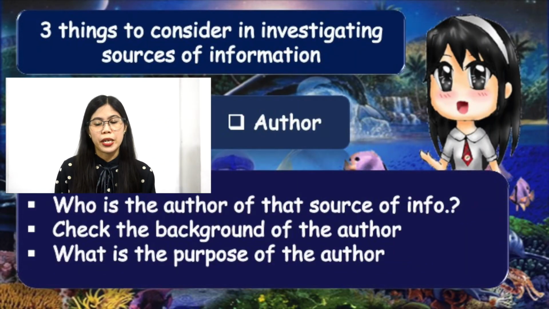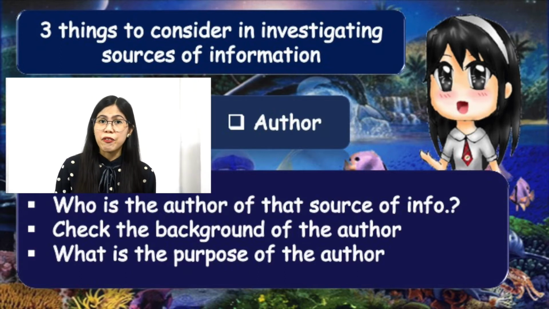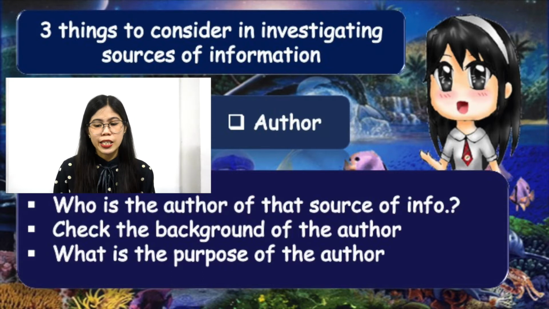And of course, there are three things that will help you in investigating the sources of information used by an author. First, you have to investigate or conduct research about the author. Ask yourself, who is the author of the source of information? Is it William Shakespeare, Bill Gates, the Prime Minister of Korea, and so on? And then next, check the background of the author. Is the author an expert on that subject matter or issue? Does he have a degree, experiences, attended seminars, and so on?